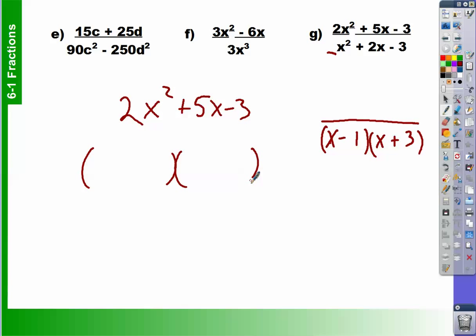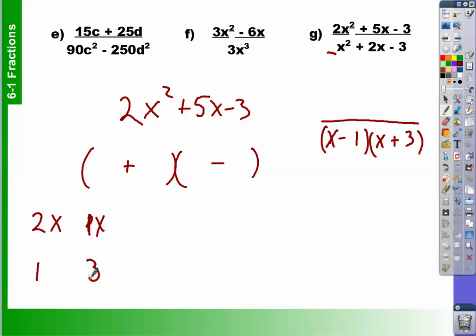Why is there a plus and a minus? Yeah, because this is negative. Therefore, I have to be multiplying a negative and a positive together. All right, so what times what is 2x? 1x times 2x. So we know we have to have a 2x, and we know we need to have a 1x. What times what is 3? A 3 and a 1.